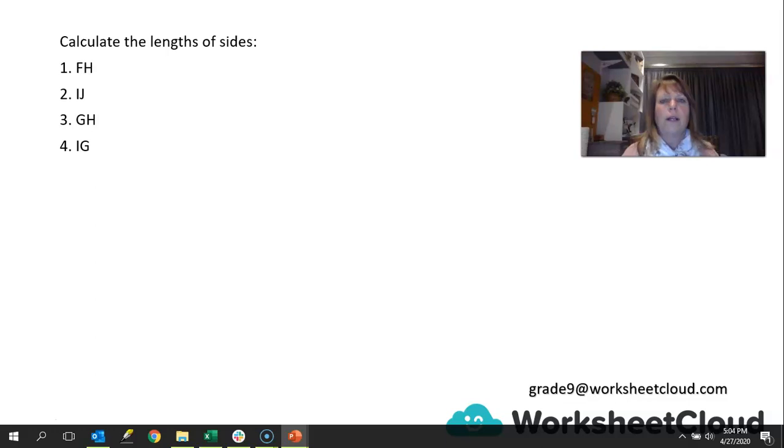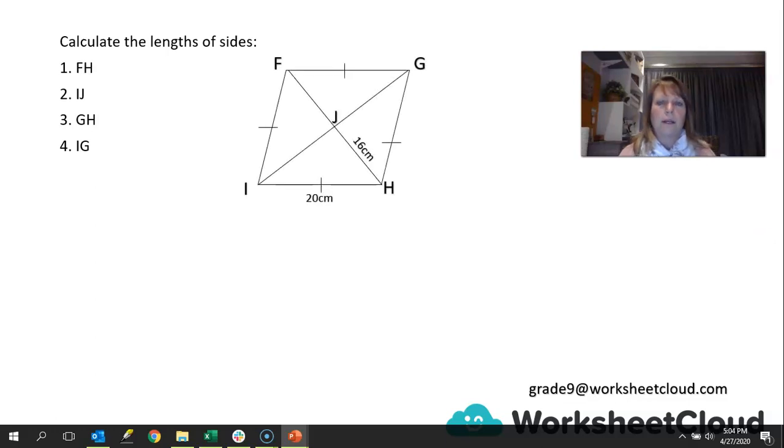Okay, we now need to calculate the length of the sides. In this diagram, we've got FH, there we go. We've got RJ, that's that one. We've got GH, which is that one. And then we've got RG, which is that whole one there. Okay, this is a rhombus. The reason that we know it's a rhombus is because we are told that all four sides are equal. Okay, we are given JH's measurement as being 16 and RH's measurement as being 20. Okay, so let's have a look.